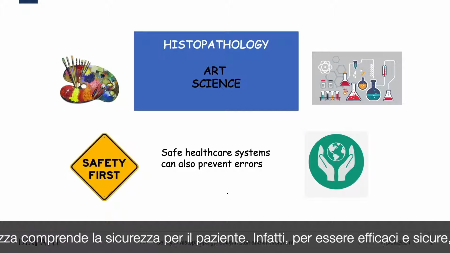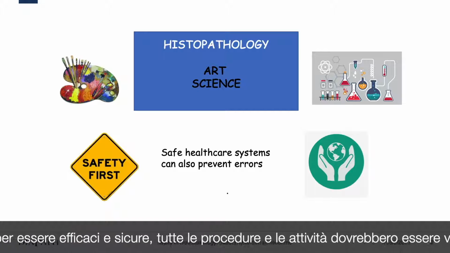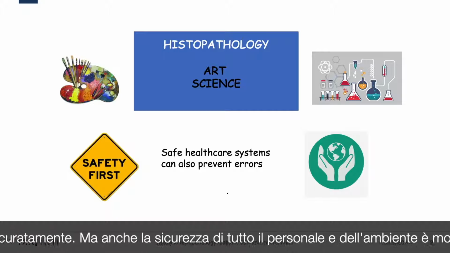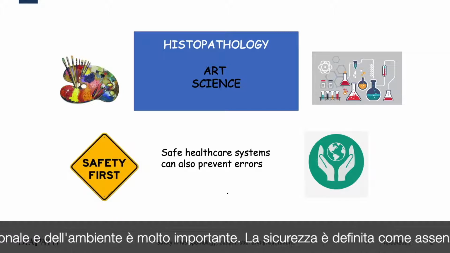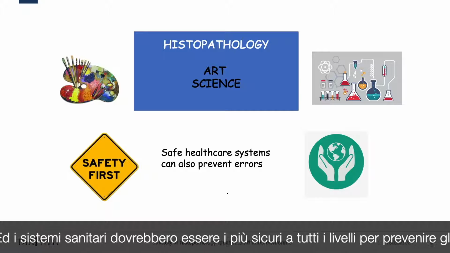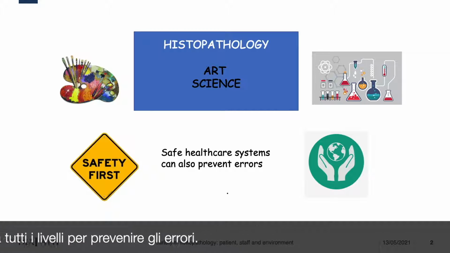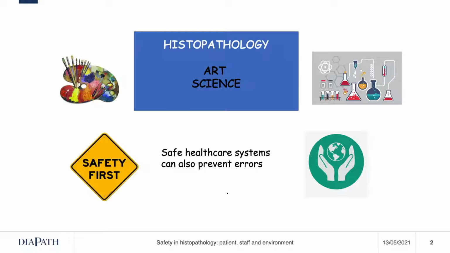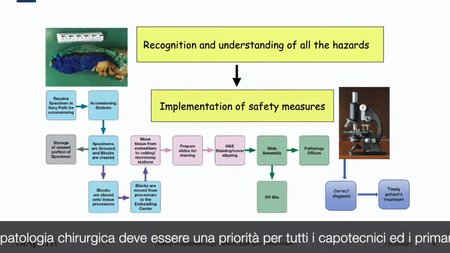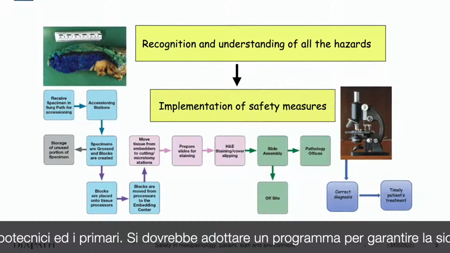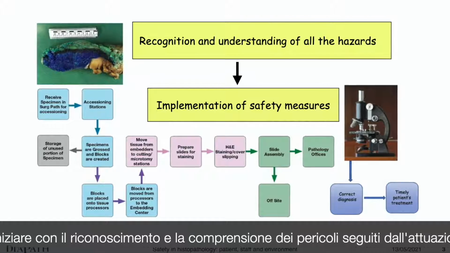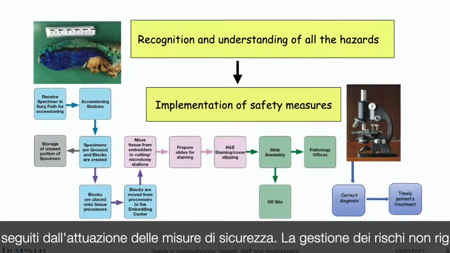Safety includes safety for the patient. In fact, to be effective and safe, all the procedures and activities should be evaluated and monitored accurately. The safety of all staff and the environment is also highly important. Safety is defined as freedom from accident injury, and healthcare systems should be safer at all levels to prevent errors. Safety in a surgical pathology laboratory should be a priority for all managers. Enrolling in a safety program should be done, and this process should begin with the recognition and understanding of the hazards, followed by the implementation of safety measures.